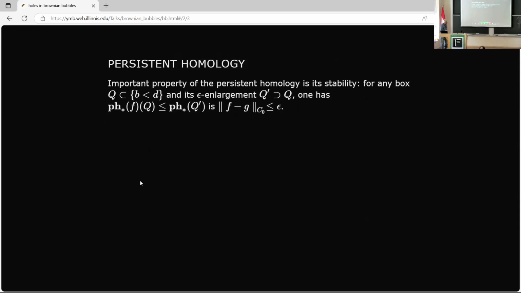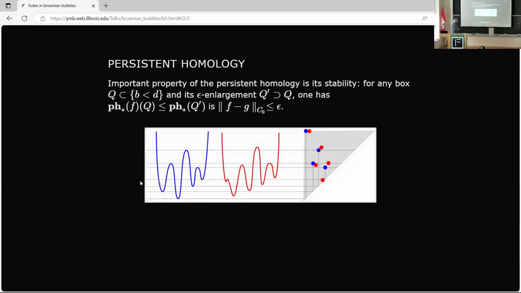So an important question is stability. Stability says that you have a function and perturb it a little bit, not much, like a supremum norm perturbation. Then you get a new diagram. So this gives you blue persistence diagrams, and this gives you red persistence diagrams, and those persistence diagrams are close to each other. This is the essence of stability. The closeness is understood in the following way.